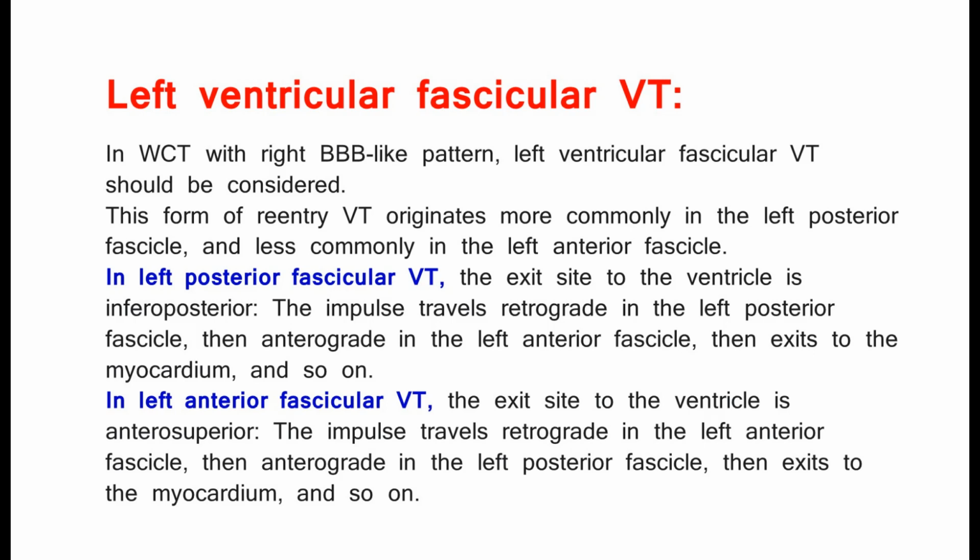This form of reentry VT originates more commonly in the left posterior fascicle, and less commonly in the left anterior fascicle. In left posterior fascicular VT, the exit site to the ventricle is inferoposterior, the impulse travels retrograde in the left posterior fascicle, then anterograde in the left anterior fascicle, then exits to the myocardium, and so on. In left anterior fascicular VT, the exit site to the ventricle is anterosuperior, the impulse travels retrograde in the left anterior fascicle, then anterograde in the left posterior fascicle, then exits to the myocardium, and so on.